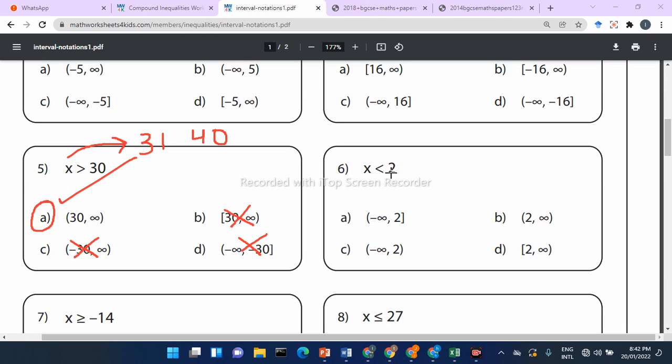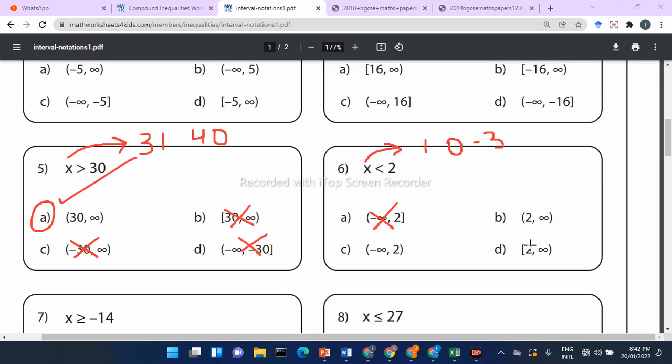Okay, x is strictly less than 2. So we're dealing with numbers that are less than 2, numbers like 1 is less than 2, 0 is less than 2, negative 3 is less than 2. Strictly less than 2, so we do not include 2. But here we include 2, so we know that this cannot be it. So A is not the answer here.